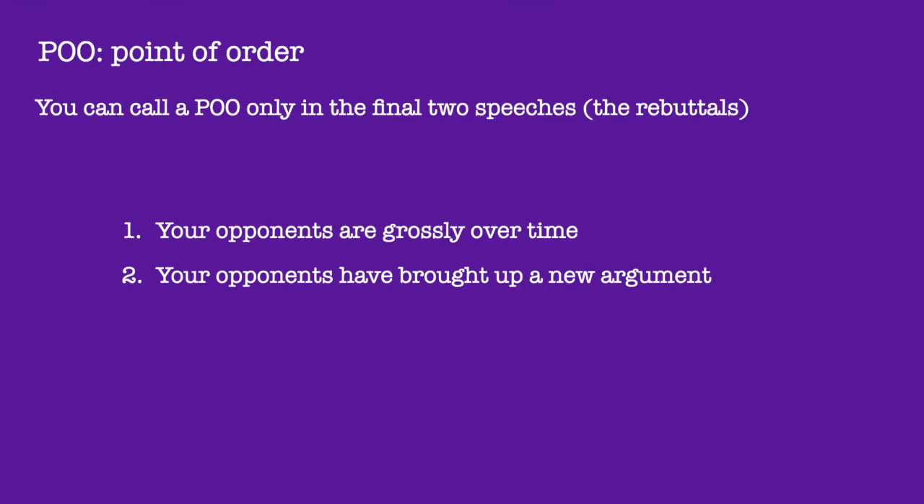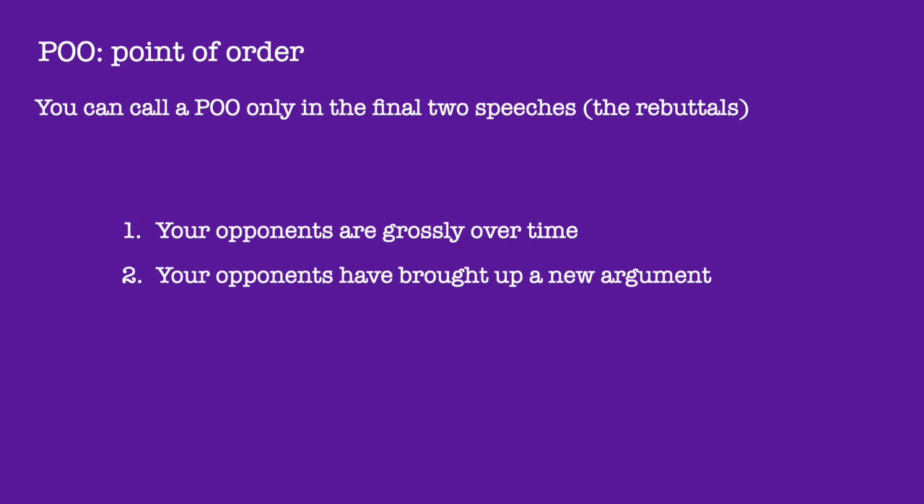And finally, a POO, or a point of order. When can you call a POO? You can call a POO on your opponents only in the final 2 speeches. There are only 2 reasons why you should call a POO. The first is that your opponents are grossly over time, at least 20 seconds over the grace period. So that means if your opponents have a 5-minute speech and they have a grace period of 30 seconds, then you should probably call a POO at around 5:50.